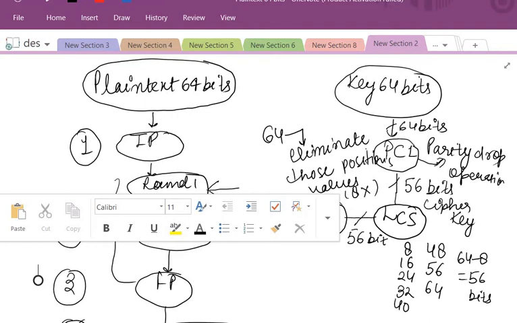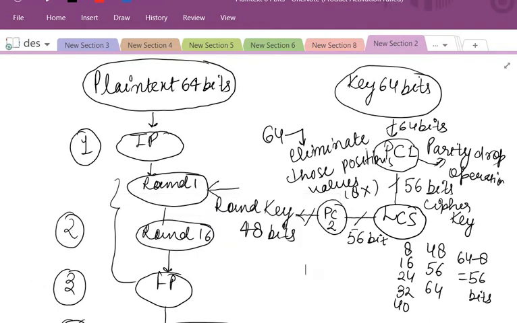After this operation, my 56 bit cipher key will be generated, which will act as an input for the LCS, that is called left circular shift. So we have to permute the bits to the left hand side in a circular manner. After performing the left circular shift operation, my 56 bit key will act as an input for permutation choice 2.